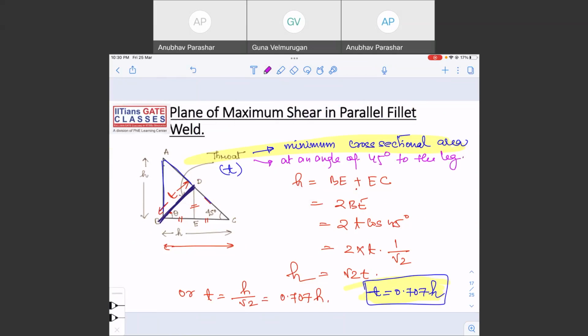It is at an angle of 45 degrees. Theta is equal to 45 degrees. So the throat occurs at an angle of 45 degrees. Then one more thing you have to remember is that parallel fillet joints fail because of shear.